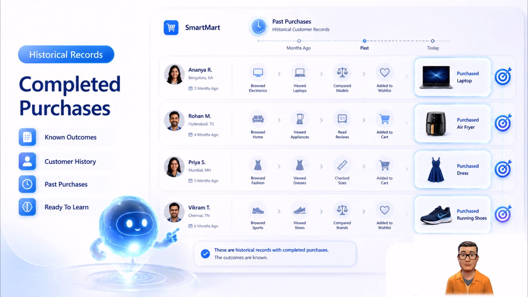The customer information tells only half the story. Now let's look at something different. These are historical shopping records. The shopping has already happened. We already know what each customer eventually purchased. Some customers bought a laptop, some bought a mobile phone, others didn't buy anything at all. Because these outcomes are already known, they can be used to teach the AI.